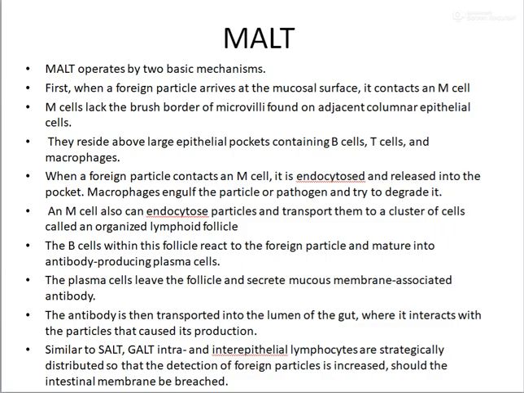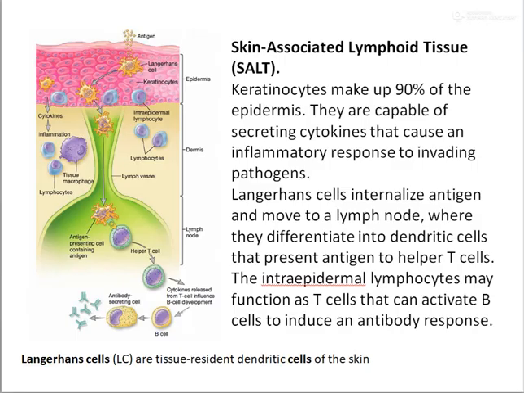Now, the next one we come across is the skin-associated lymphoid tissue. The skin has lots of keratinocytes, and 90% of the epidermis is made up of keratinocytes. These keratinocytes produce certain cytokines and cause an inflammatory response when pathogens arrive. During inflammation, macrophages and lymphocytes all will come. So the production of cytokines by the keratinocytes induces an inflammatory response in the skin.